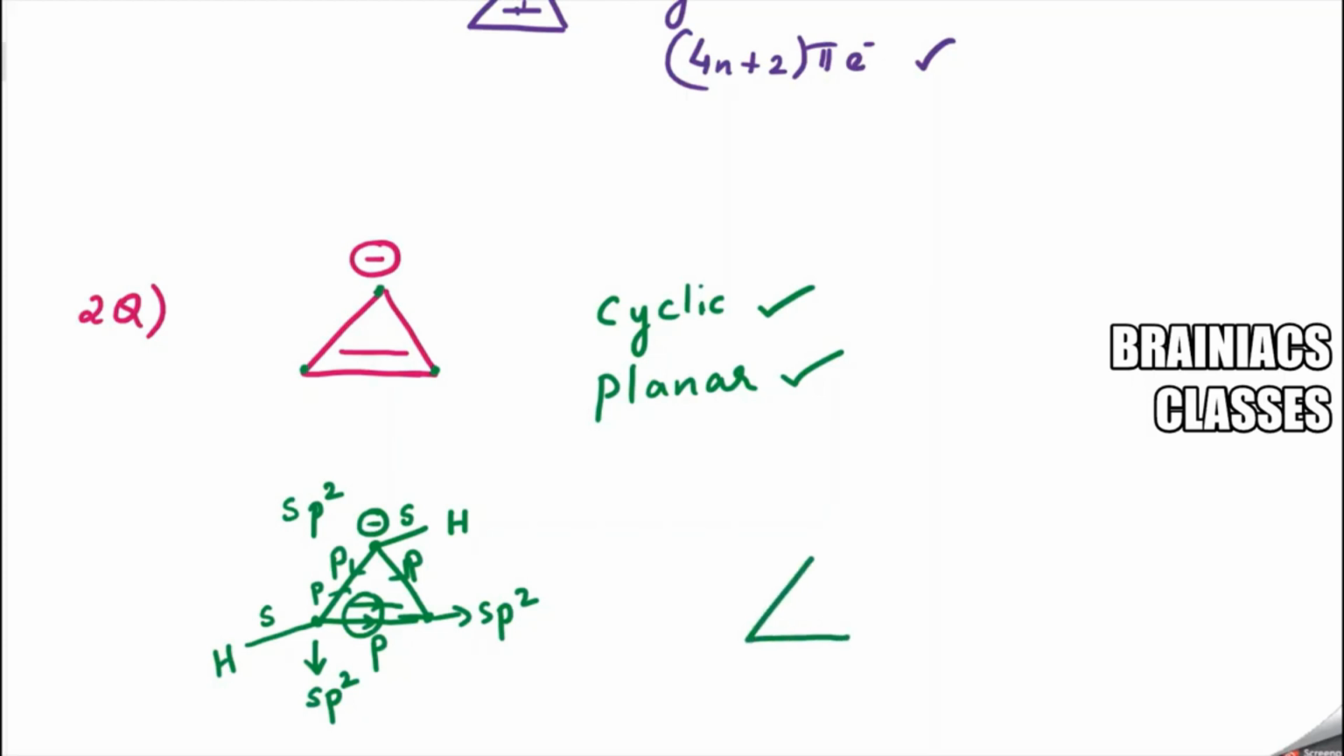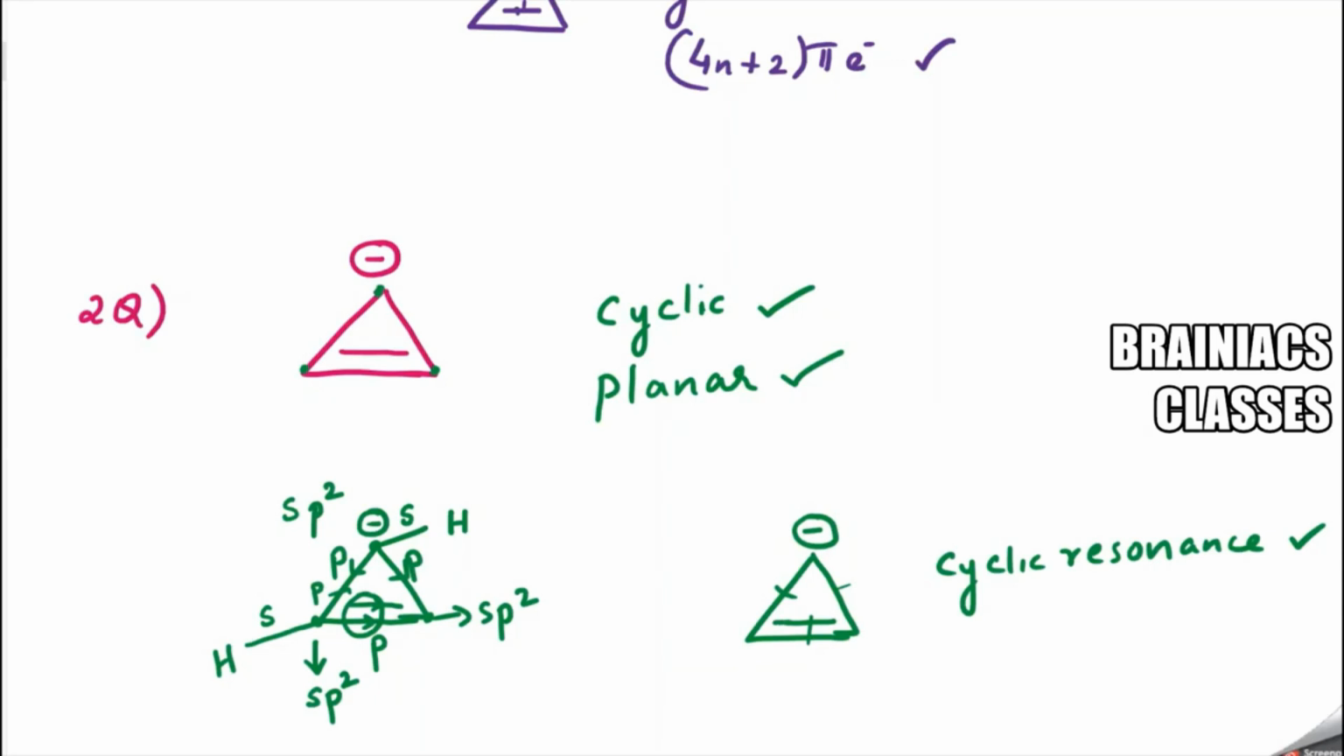Next, check the cyclic resonance condition. I will draw the figure one more time. So how will you check cyclic resonance? Check it out. Double bond, single bond, minus charge, single bond, double bond, single bond, minus charge, single bond, double bond, single bond, negative. So cyclic resonance is present. Correct?